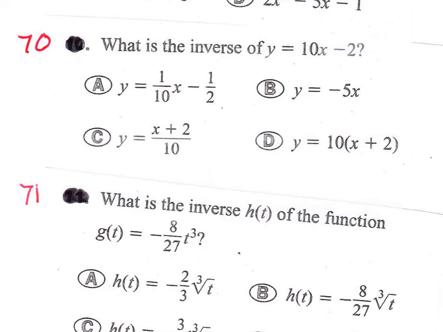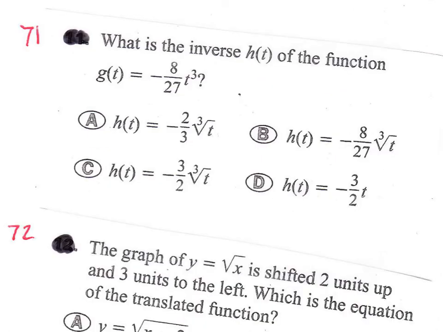Again, follow your rules and your cues and your notes for the inverse. 70, again, what is the inverse of h of t for the function g of t, which is negative 8 over 27t cubed? What is the inverse? You got 4 choices there. Take your time. Use your notes.